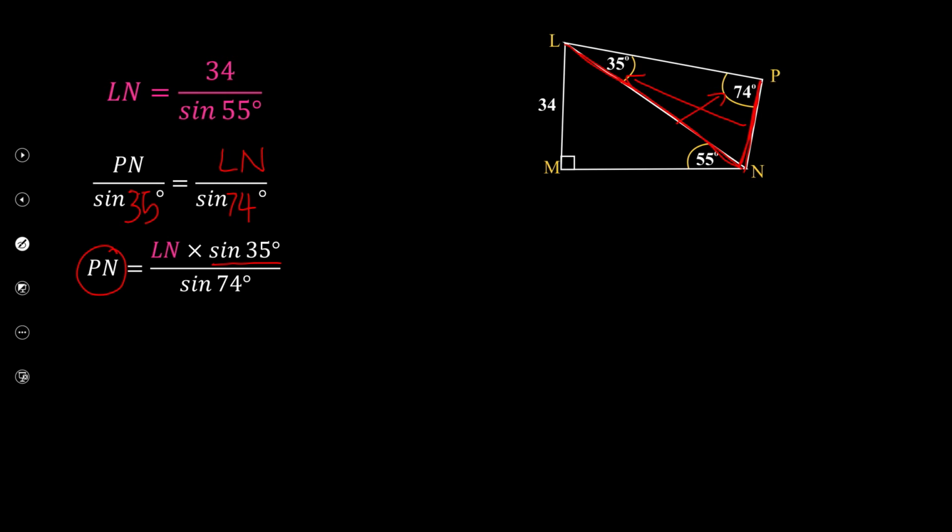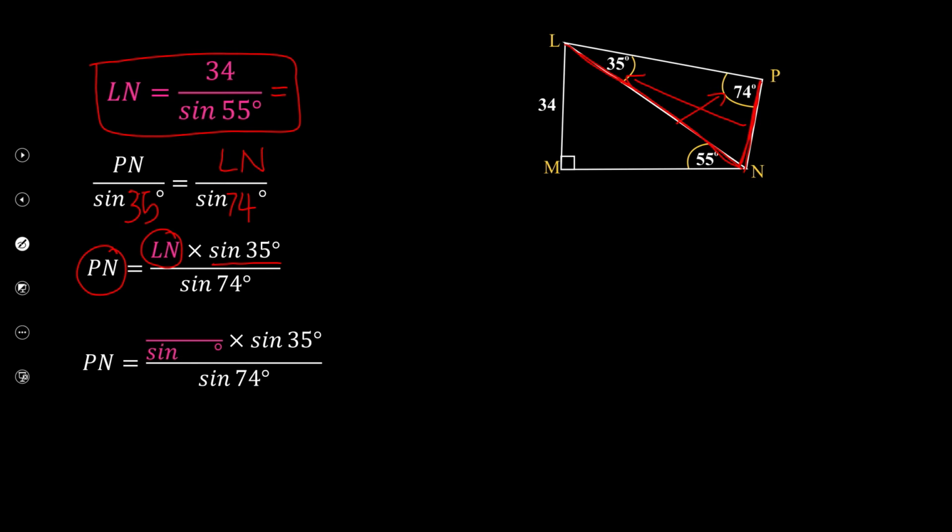Now we're going to take this LN and substitute it in here for LN. We're going to take it exactly as it is because we want to be accurate. We don't want to lose any decimal places. So that's why we didn't use a calculator at this point. We're going to use a calculator only after this. So I'm going to plug in that piece for LN, which was 34 over sine of 55 degrees. And this sine of 35 was there, and I'm just repeating the denominator.